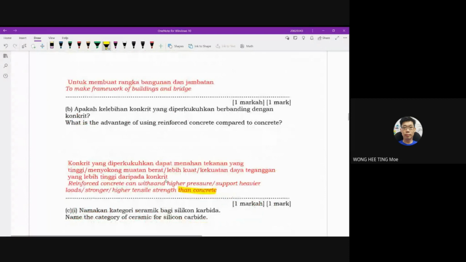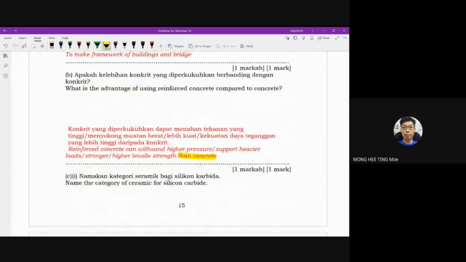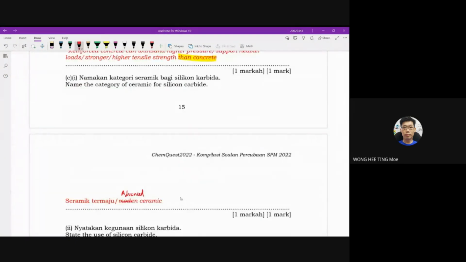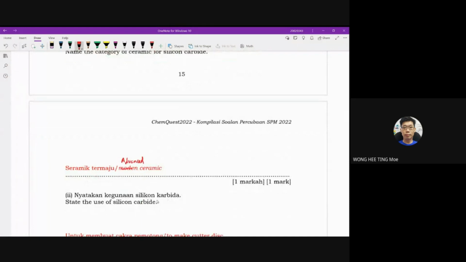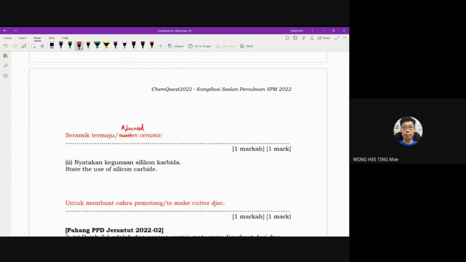Now name the category for the ceramic, silicon carbide. Class, this one is under which type of ceramic? Advanced ceramic. Okay, good. Advanced ceramic. We seldom use the term modern ceramic. Now state the use of silicon carbide. It is used to make what? We have discussed this, right? Make the disc cutter. Very good, disc cutter.